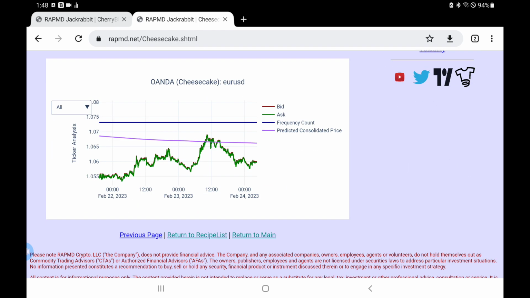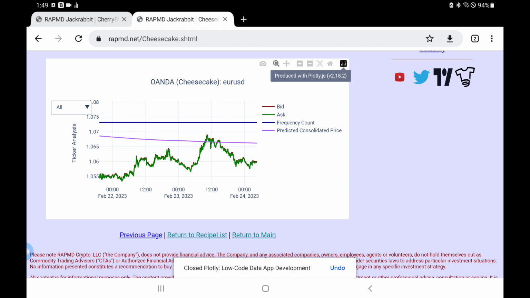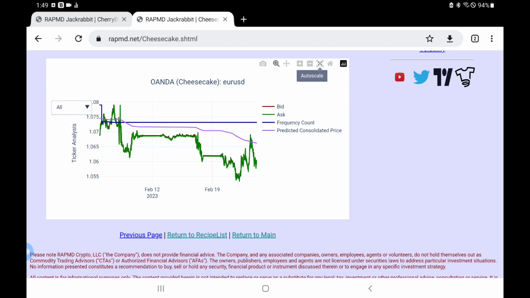Now the black line is the highest count of frequency that shows up in this chart. The purple line is the predicted consolidation price. This is important, not because it's trying to predict what the price is, but more because it's trying to predict where the price is going. So let's go back to the main chart, or to the whole chart.